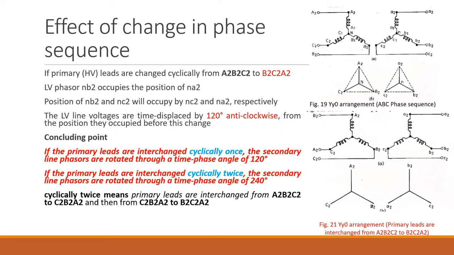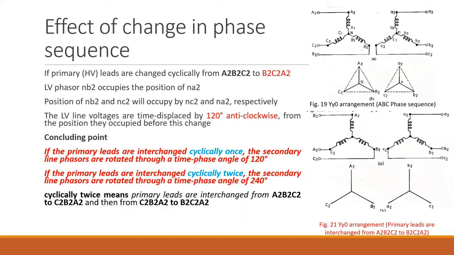Suppose the primary HV leads are changed cyclically from A2 B2 C2 to B2 C2 A2. So the LV phasor NB2 occupies the position of NA2. Now again the position will be changed. The positions of NB2 and NC2 will be occupied by NC2 and NA2 respectively. Here the LV line voltages are time phase displaced by 120 degrees anti-clockwise from the position they occupied before. So basically there is a change in the position of the phasors.